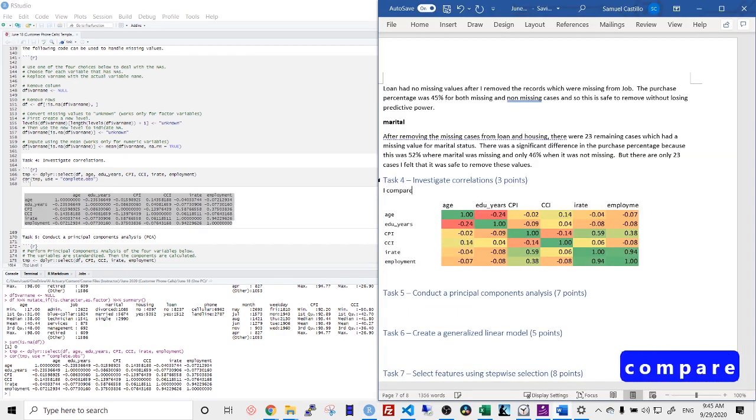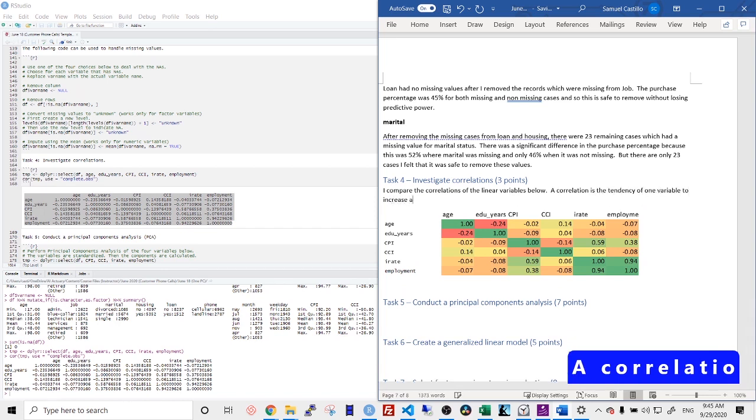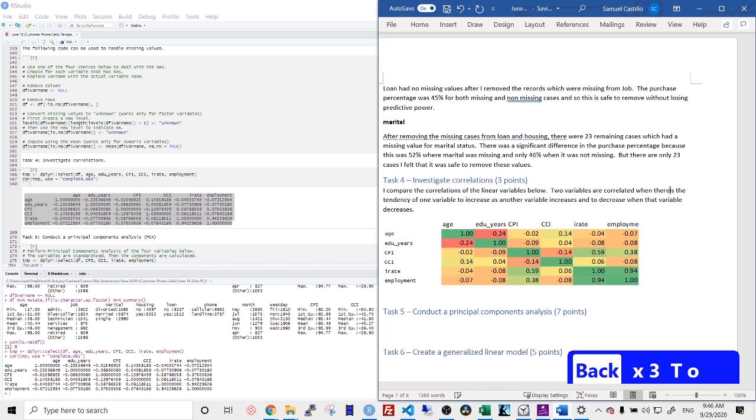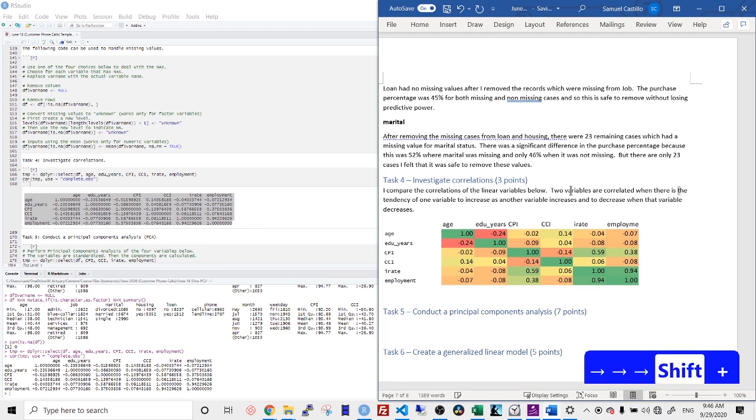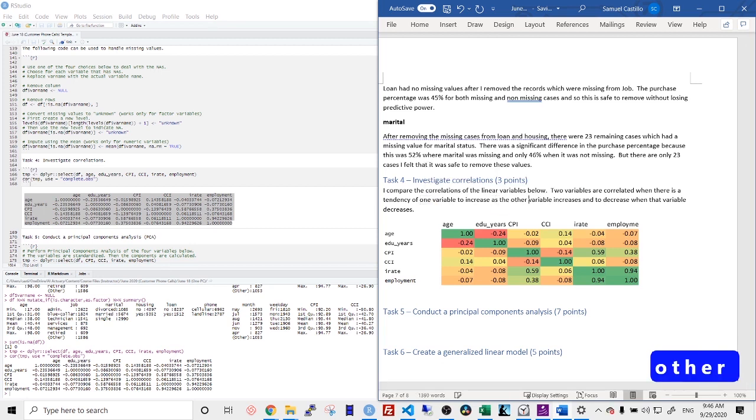So I compare the correlations of the linear variables below. So the two strongest correlations. First of all, what is a correlation? Two variables are correlated when there is a tendency of one variable to increase as the other variable increases and to decrease when that variable decreases.